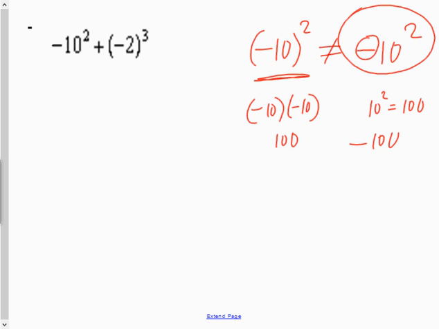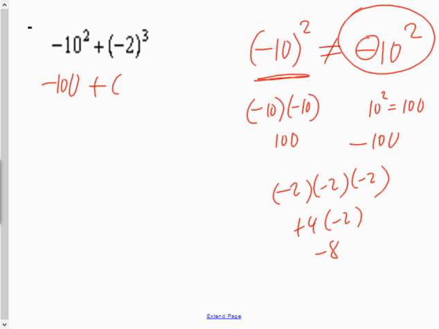All right. So the first part here is to know that negative 10 squared is not positive 100, but rather negative 100. Plus negative 2 cubed is negative 2 multiplied by negative 2 multiplied by negative 2, which is positive 4, multiplied by negative 2, which is negative 8. So negative 2 cubed is negative 8. And therefore your answer, the sum of a negative 100 plus another negative 8. There are no zero pairs when you add those, and you have simply 108 negatives.